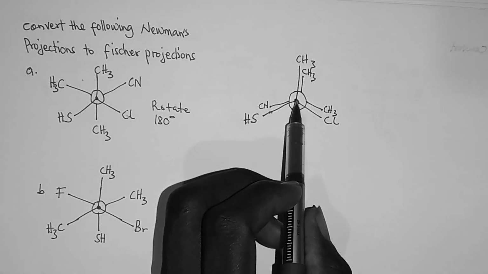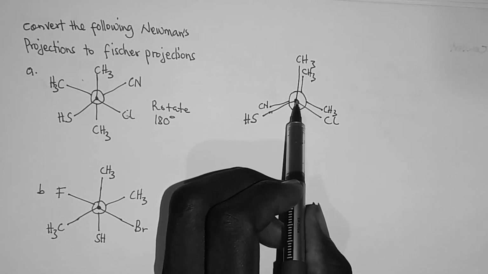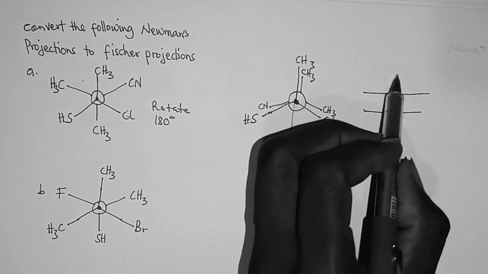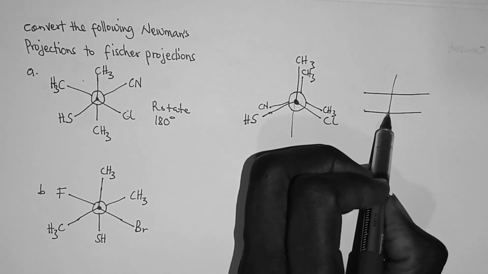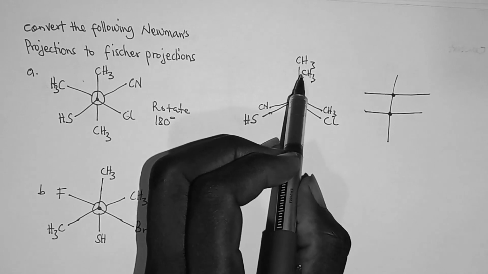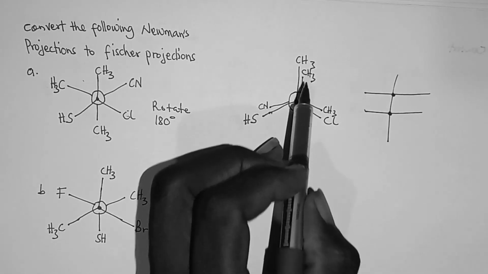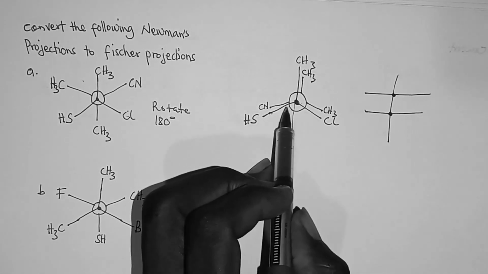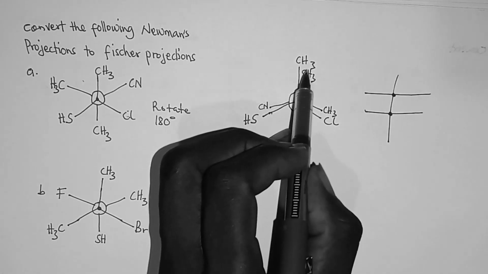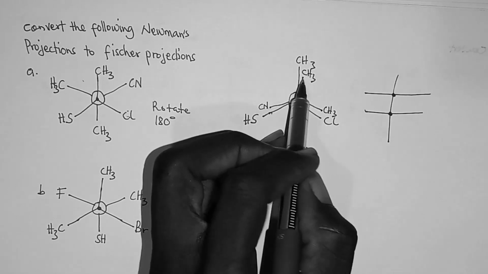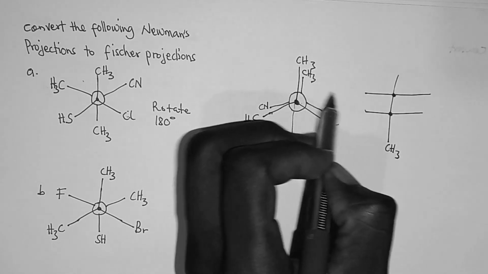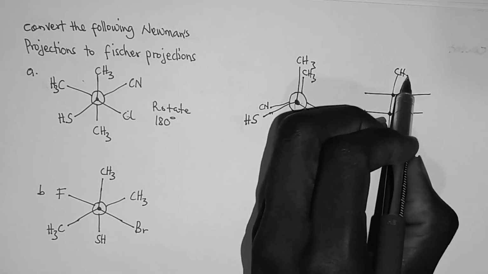So let's go ahead and draw the Fischer projection. You see that this carbon is eclipsing this one. So if we draw the Fischer projection, the carbon in front is this carbon, and the carbon at the back is this carbon. Now, all the groups that appear to the right will remain at the right, and all the groups that appear to the left will remain at the left. You can see that this CH3 and this CH3 are in the plane of the molecule, and therefore they are those on the vertical axis. So this CH3 is also here.